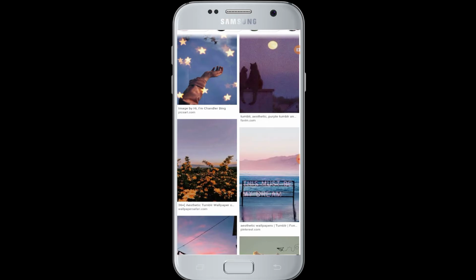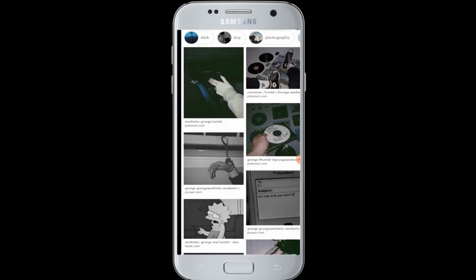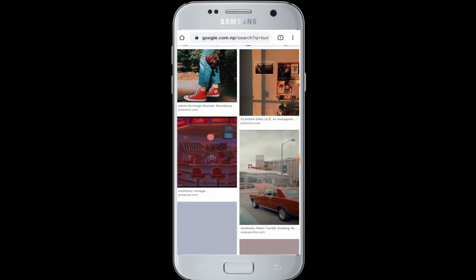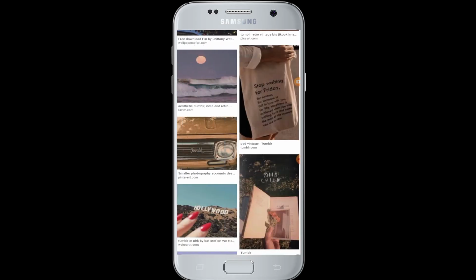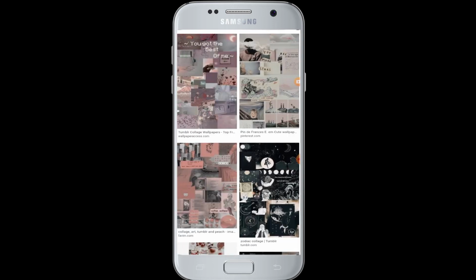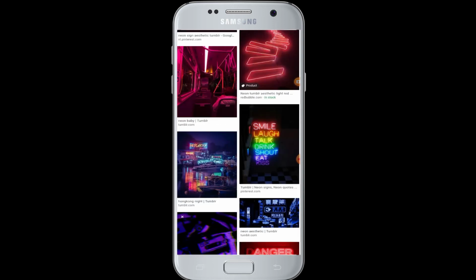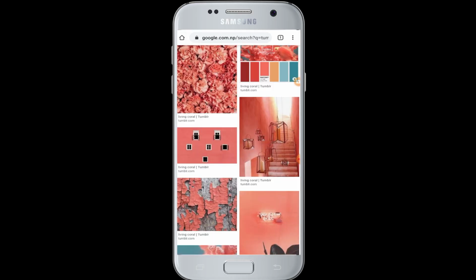There are combinations of mostly 5 aesthetics on Tumblr. First is grunge, which is something like this. Next up is retro aesthetic that relates to these types of posts and pictures. Next up is collage, which is the combination of many pictures, also with a good color combination. We also have the neon aesthetic, full of neon colors. And we have the living coral.